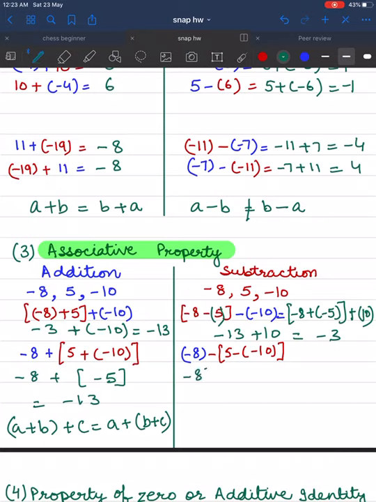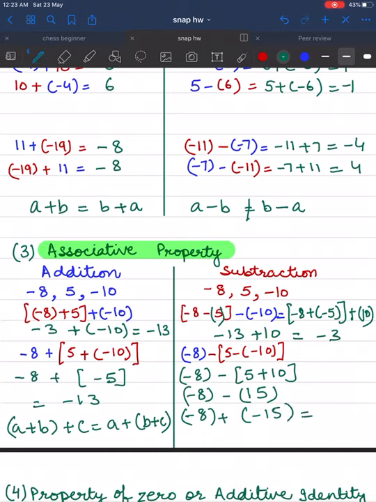Now in the second case I have grouped 5 and minus 10. So here I get minus 8 minus 5 plus 10. Now on solving, 5 plus 10 is 15. Now I change subtraction sign to addition sign and I take opposite of 15, which is minus 15. On solving, I get minus 23. So if we subtract three integers in different order, the result changes. Thus, associative property does not hold true for subtraction of integers.